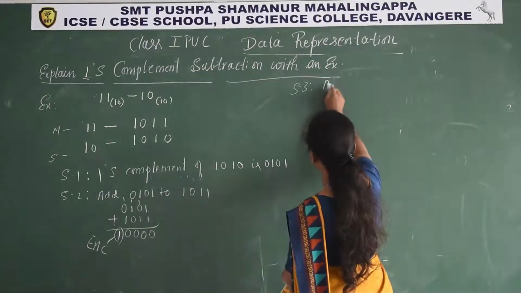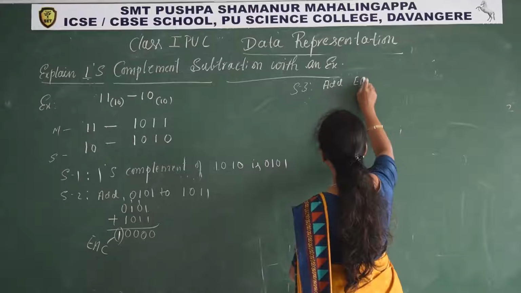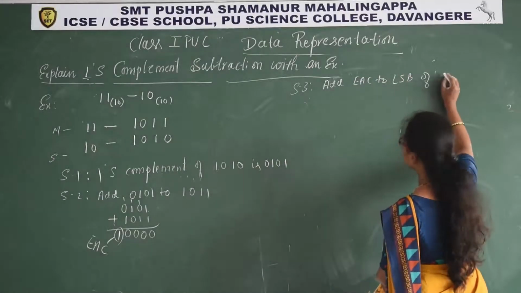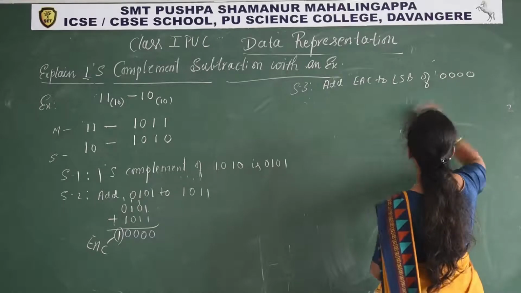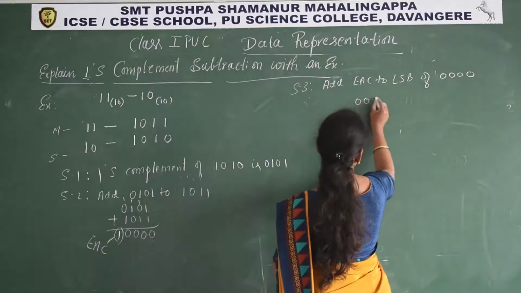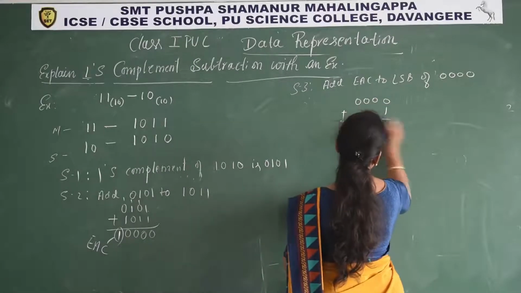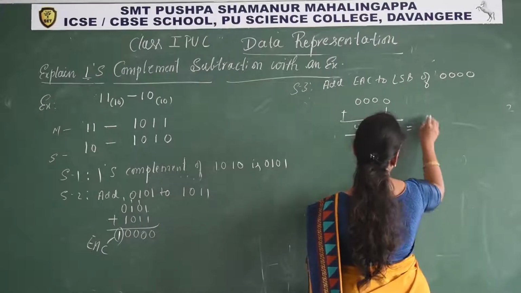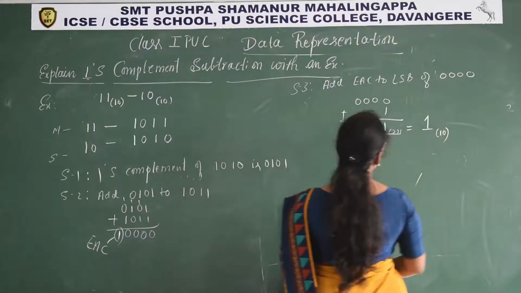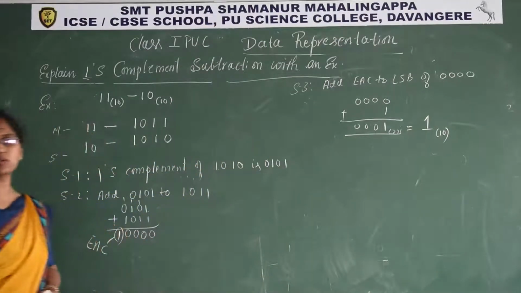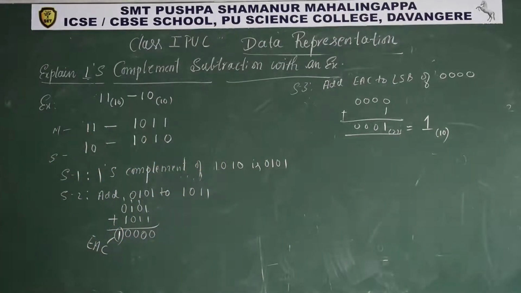Step 3, add end around carry to LSB of 0, 0, 0, 0. So this is the result here. 4 zeros, 0, 0, 0, 0 plus 1, 0, 0, 0, 1. Base 2, and it is 1 base 10. In decimal number, we have to write 1. In 4-bit binary, equals 1. Next question.